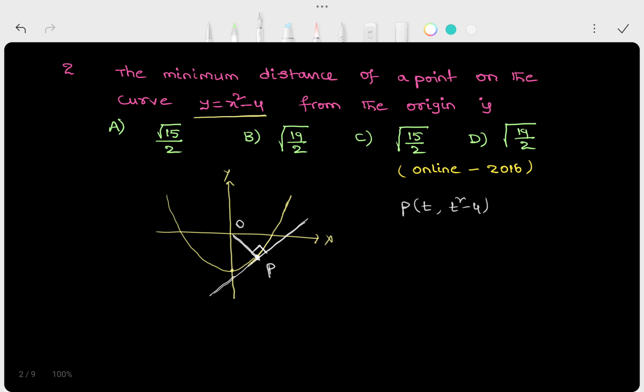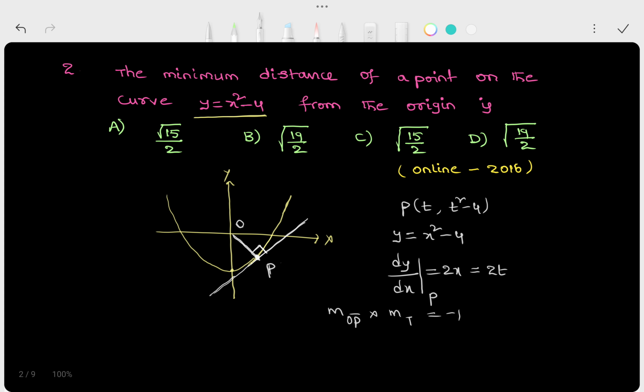First of all, OP is perpendicular to the tangent, so what is the slope of the tangent? Here y equals x square minus 4, so you differentiate this. dy by dx equals 2x. So the slope of the tangent at point P will be 2t. If OP is perpendicular to the tangent at P, then slope of OP times slope of the tangent equals minus 1.